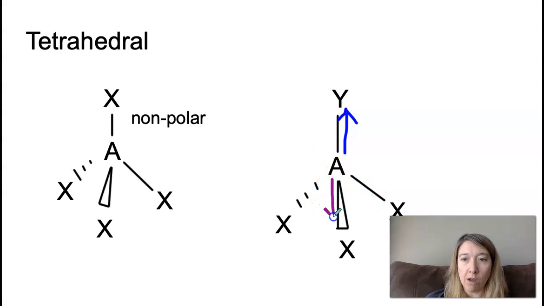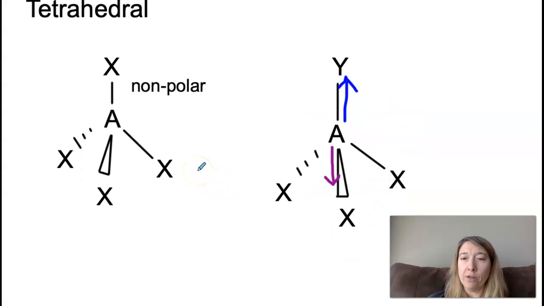So it looks like it's kind of lining up with this X, but remember this X is a wedge, which means it's coming towards you. This molecular polarity pull is going to be just straight down in between all of those X's. Again, in class we have the model kits. It does help visualize a little bit better. But yeah, so you're going to find it's going to be polar.